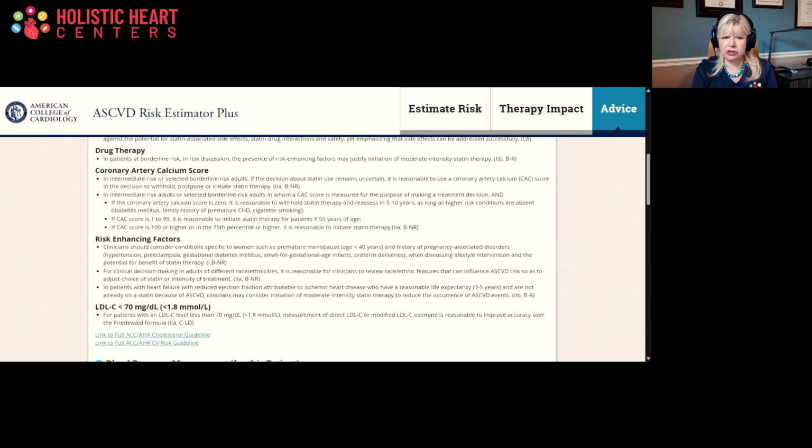A lot of it will depend on her clinical factors. For example, is she diabetic? Did she ever have preeclampsia, right? I told you she's a woman. And whether she is actually amenable to lifestyle intervention and willing to go at it.